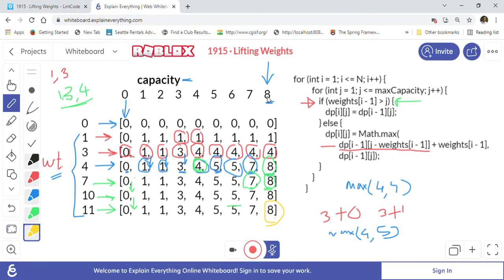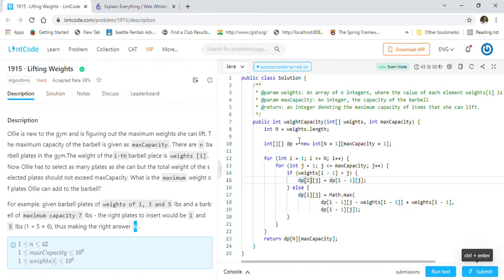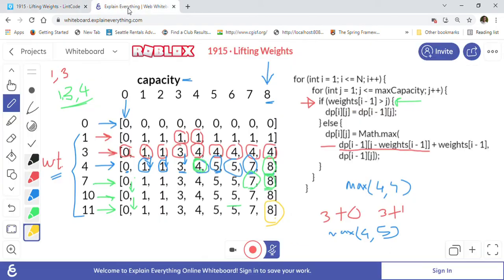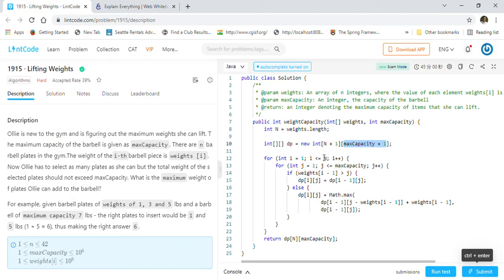So I explained in pretty good detail how we are going to populate this 2D DP array using this formula. First we take the weights of length n, and we create a two-dimensional DP array. The rows are our weights n plus 1, and max capacity plus 1 is our columns. Why plus 1? Because we put this 0 0, one extra row for 0 and one extra column for 0. That is why we have one extra in DP.